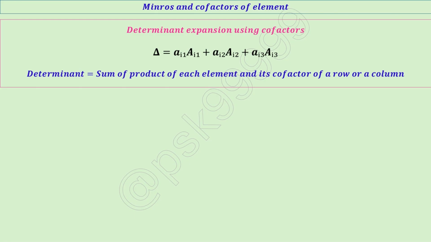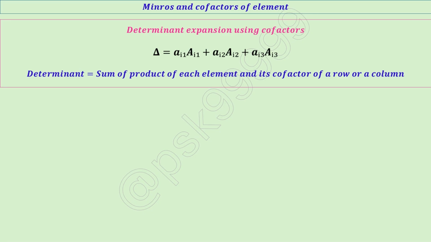Next, determinant and expansion using cofactors. Now you know you can calculate the minor, and from that the cofactor. Once you have the cofactors of the given matrix, the determinant is found by taking any row or any column, multiplying each element with its cofactor, and summing over all the elements in that row or column. Then you get the determinant. Suppose you take a 3 by 3 matrix.